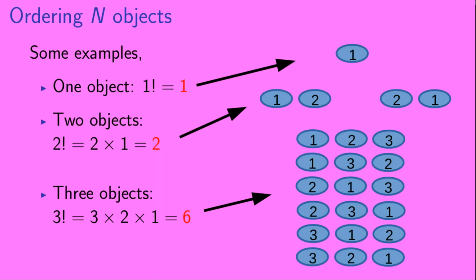Okay, so let's look at some examples. So for one object, we have 1 factorial, which equals 1, and there's one order that we can put one object in. For two objects, we have 2 factorial, which equals 2, and there are 2 orders in which we can put 2 objects. For 3 objects, we have 3 factorial, which equals 6, and the 6 different orderings of 3 objects are shown here.